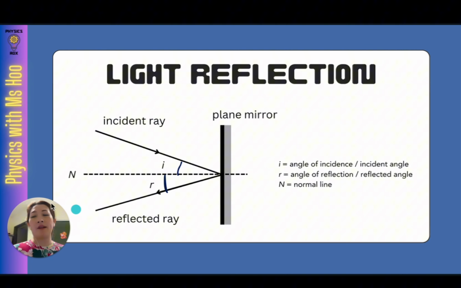The dotted line here is the normal line. The normal line is a line that's perpendicular to the surface of the plane mirror at the point where the ray reaches the mirror. The angle is measured between the normal line and the light ray. So as you can see, I've labeled here, this is angle of I, which is the angle of incidence or incident angle, while this is the angle of R, which is the angle of reflection or the reflected angle.